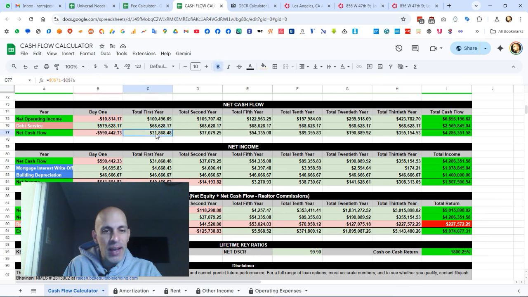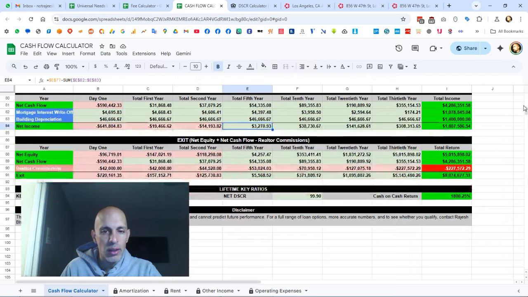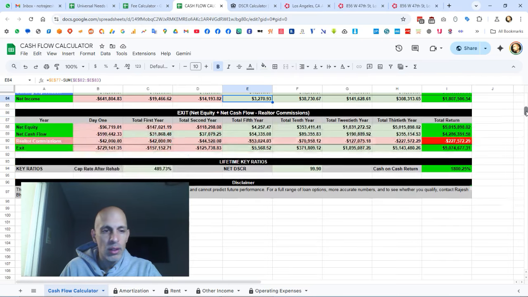Your cash flow is back up to $31,000 your first year, which is roughly $2,500 a month. If you were to add it all up and never touch it, you're looking at roughly 4.3 million. You start paying income tax in year 5 at roughly $3,200 net income, so you're going to pay taxes on the $3,200, $3,300.